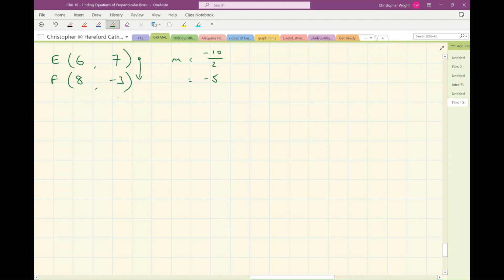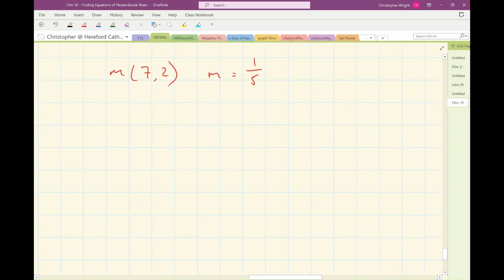What about the midpoint as well? So capital M. 6 and 8 is 14, so that's 7. 7 and minus 3 is 4, so that's 2. So I know quite a lot about the perpendicular bisector now, because I know it's going to go through the midpoint, 7, 2, and I also know its gradient. It's not going to be minus 5, it's going to be the negative reciprocal of minus 5. It's going to be a fifth. So now I've got a point on the perpendicular bisector, and I've got the gradient of the perpendicular bisector. So I can go ahead and write down its equation.